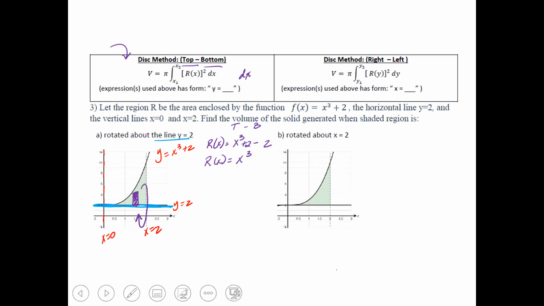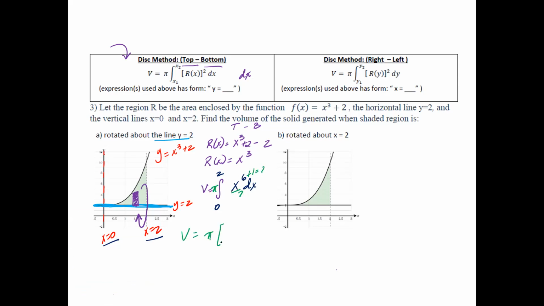Now I need to go ahead and find the intersection or the upper and lower bounds. Well, it's telling me that starting at 0 to 2, so I'm just going to put 0 to 2, r of x squared, so that's going to be x cubed squared, so x to the 6, dx. So then let's go ahead and do that. Don't forget your pi. 6 plus 1 is 7, divided by 7. So your volume is going to be pi times 1/7 x to the 7th. Evaluate that from 0 to 2.